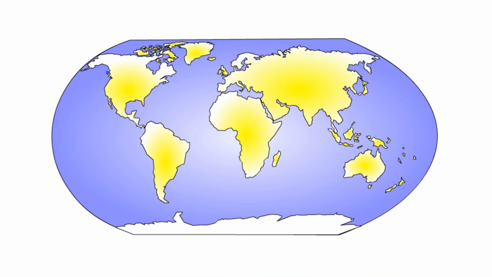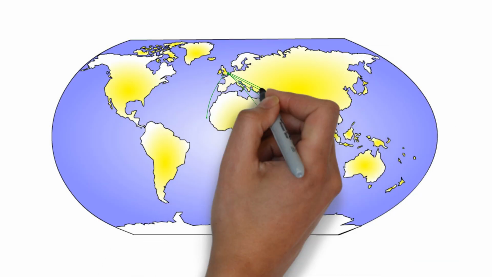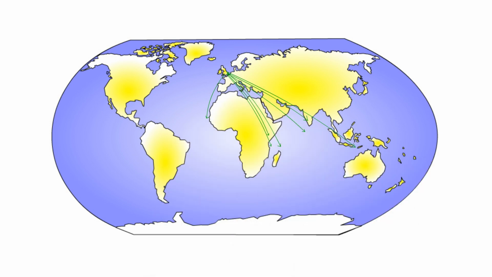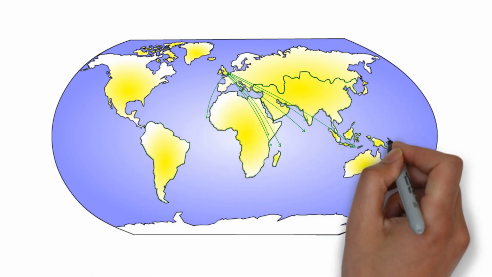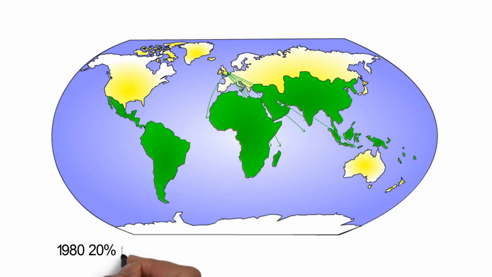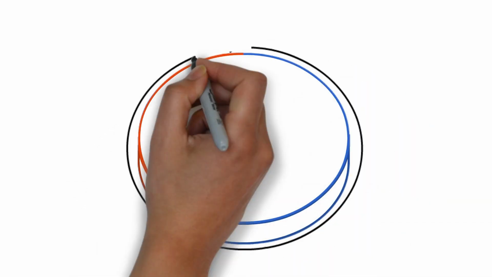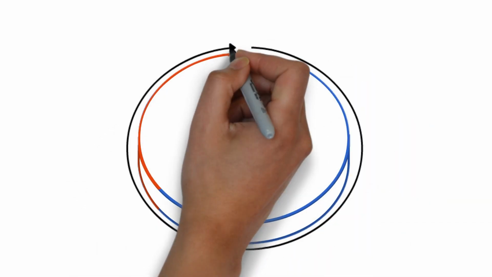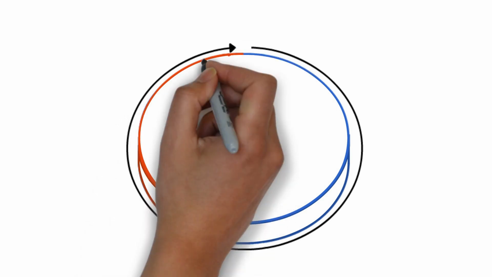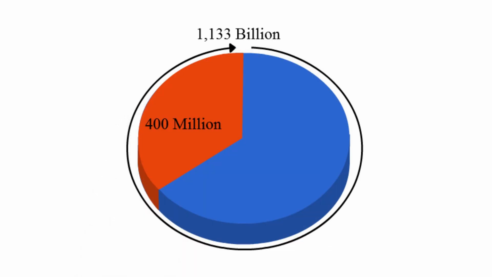Many fly to warm and exotic destinations in the south. All of these destinations are developing countries. In 1980, there was 20%, now 40% of global travel leads to a developing country. In real terms, this means that out of the total international arrivals of over 1 billion people, around 400 million arrive in a developing country. You might be one of them.